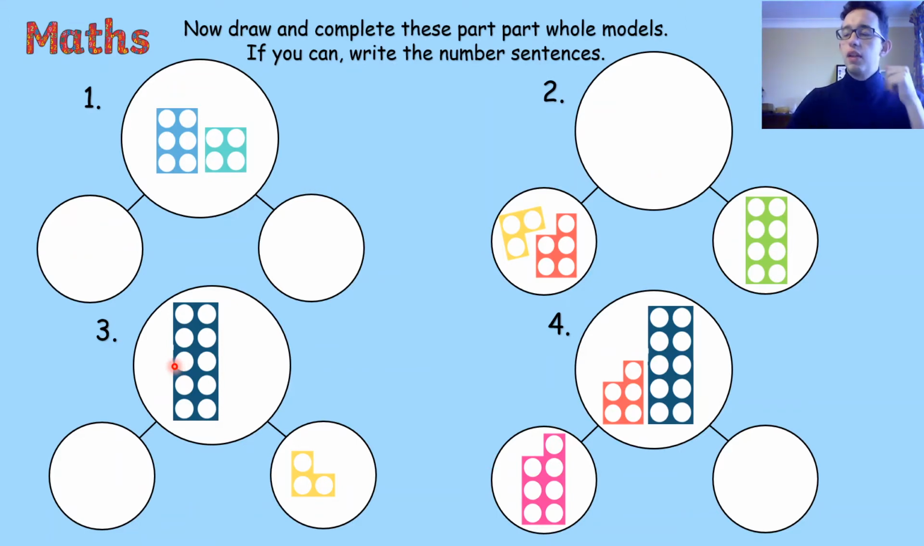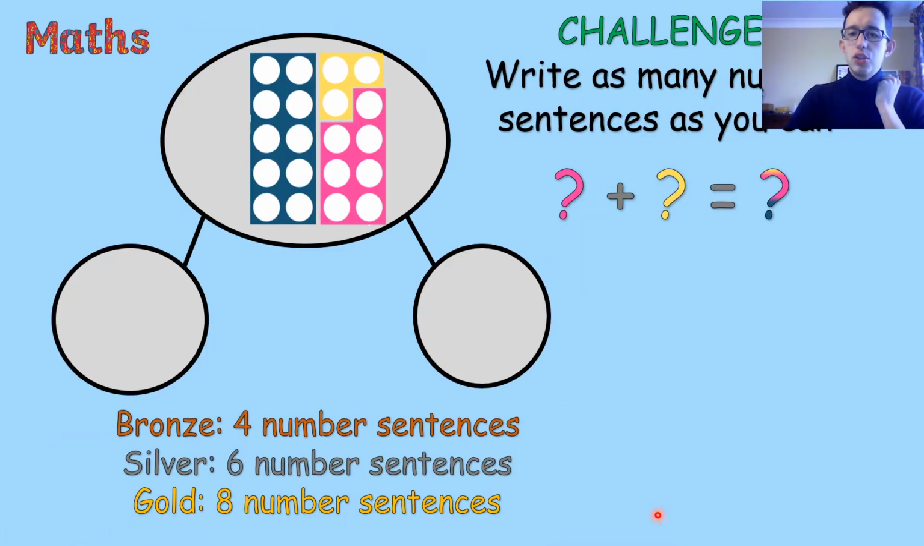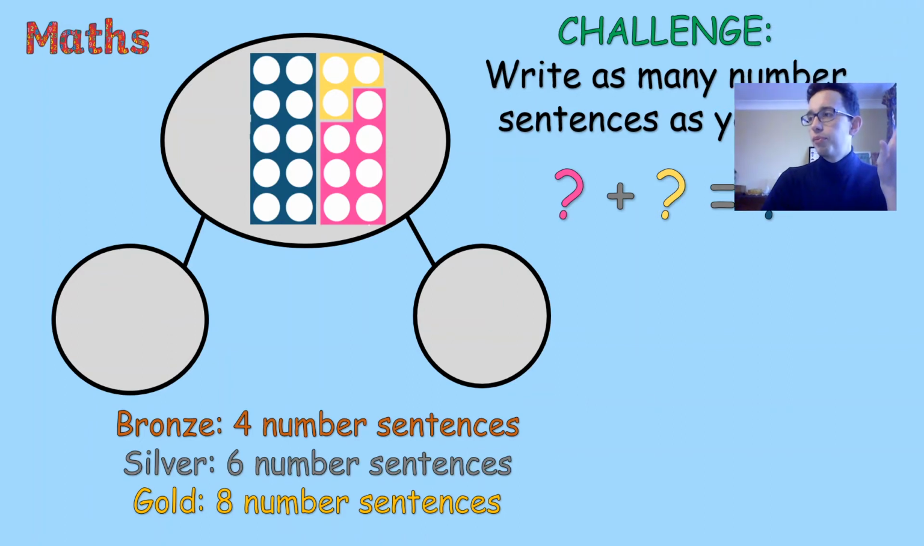And then there's this one. This is slightly trickier. And then this is quite hard also. And then, of course, there's a challenge. How many number sentences can you write if we only split this number into 2? So there's now 4 number sentences for a bronze, silver is 6 number sentences, and gold is 8. That's the top number that you can get.